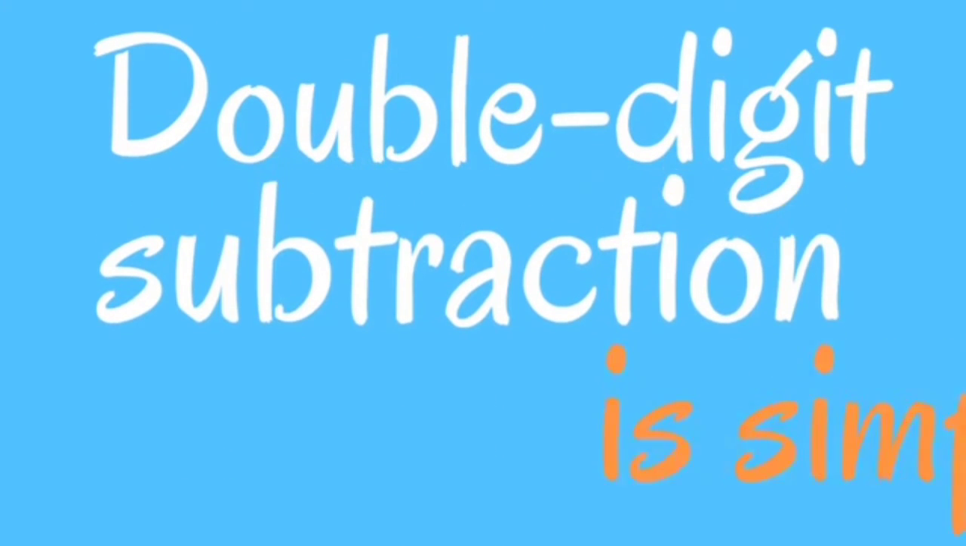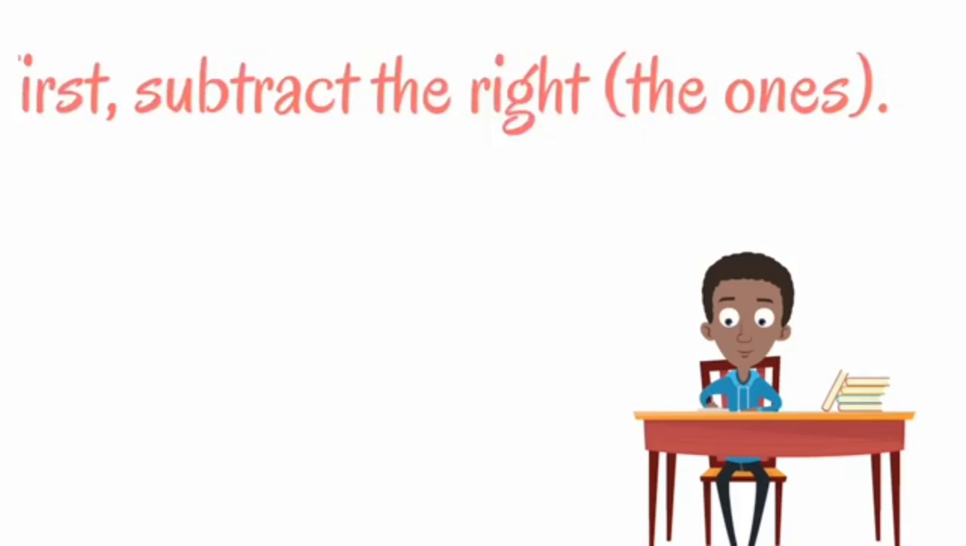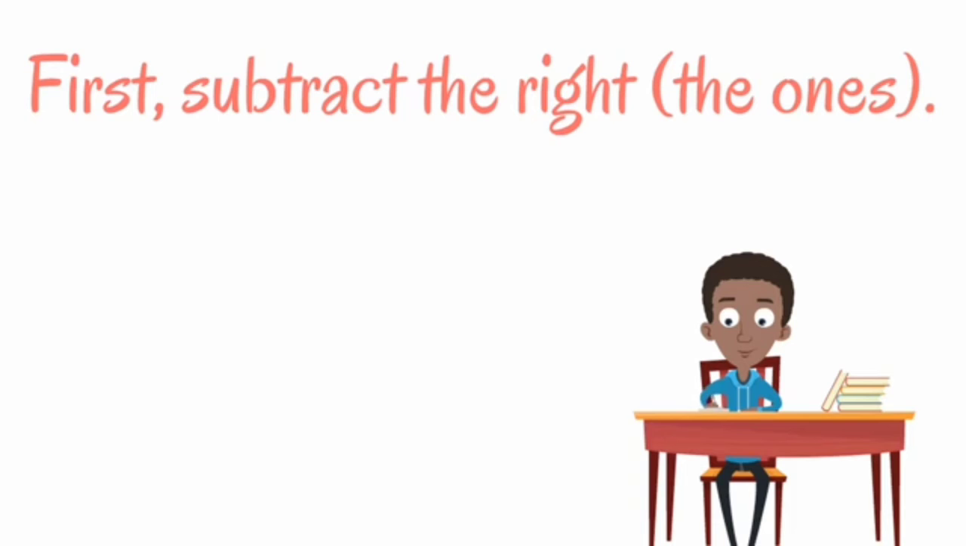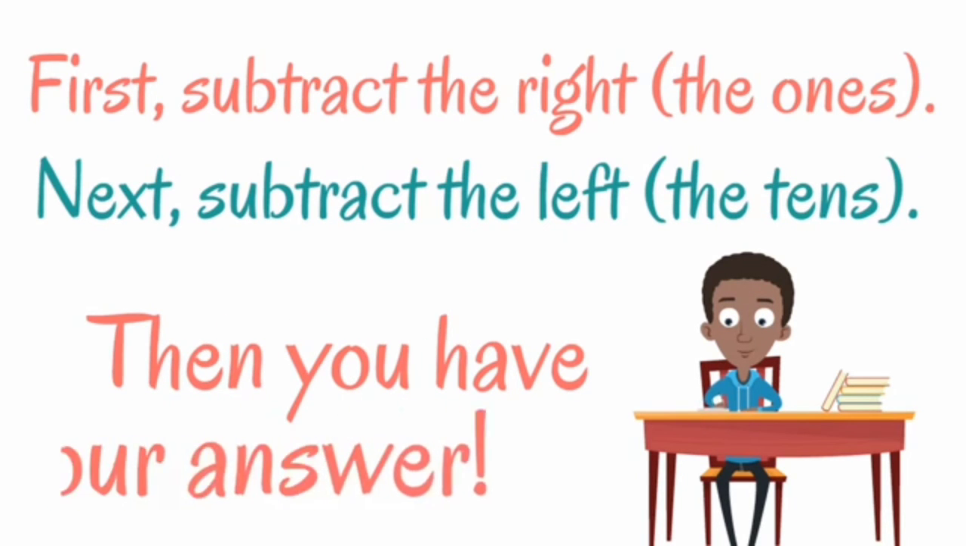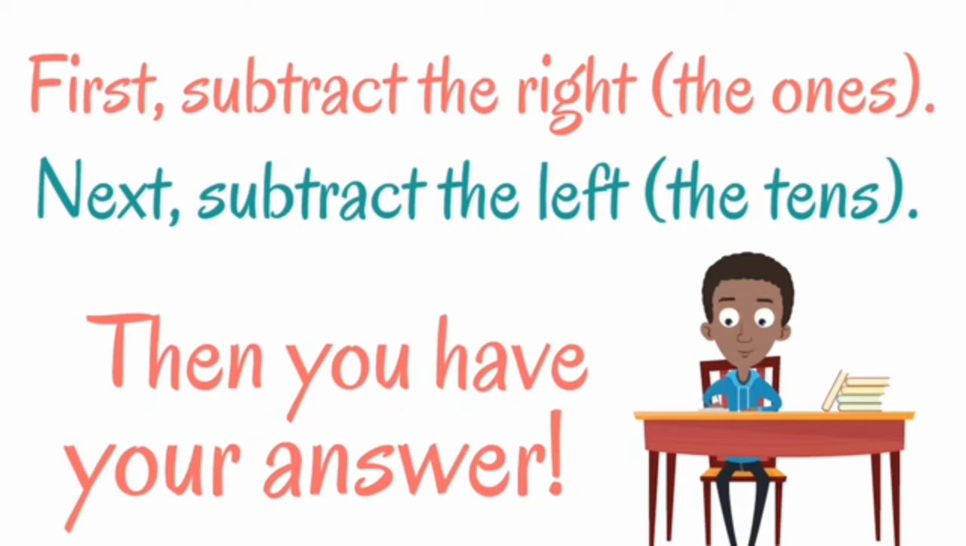Double-digit subtraction is simple. First, subtract the right, the ones. Next, subtract the left, the tens. Then you have your answer, which is also called the difference.